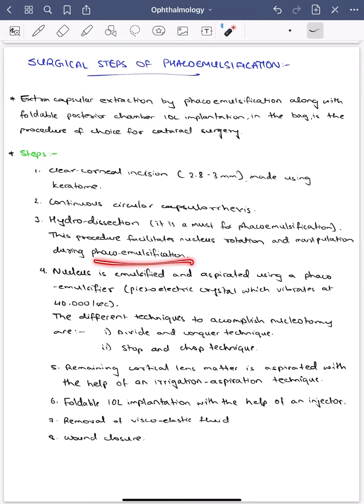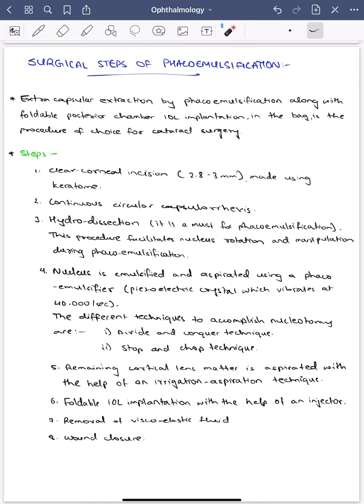Third is hydrodissection. Now it is a must for phacoemulsification because this procedure facilitates nucleus rotation and manipulation during the phacoemulsification. Now the next step is that the nucleus is emulsified and aspirated using a phacoemulsifier. Now the phacoemulsifier consists of a piezoelectric crystal which vibrates at 40,000 Hz. Now the different techniques to accomplish nucleotomy are divide and conquer technique and stop and chop technique.